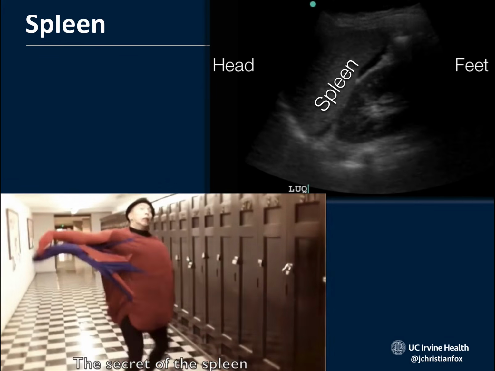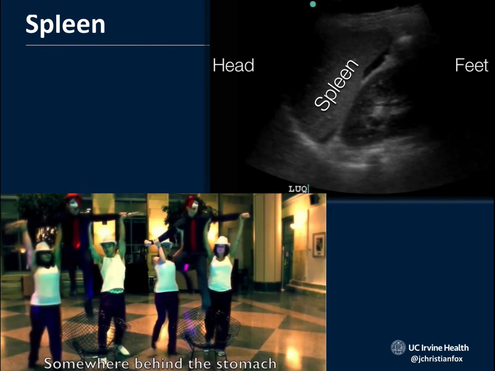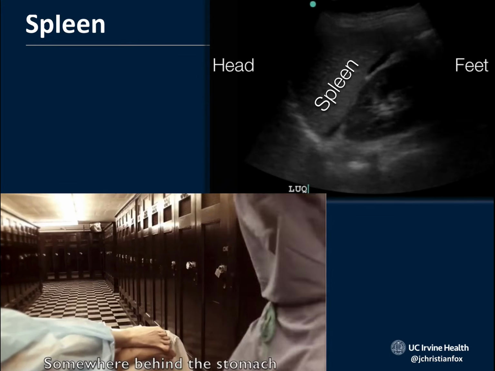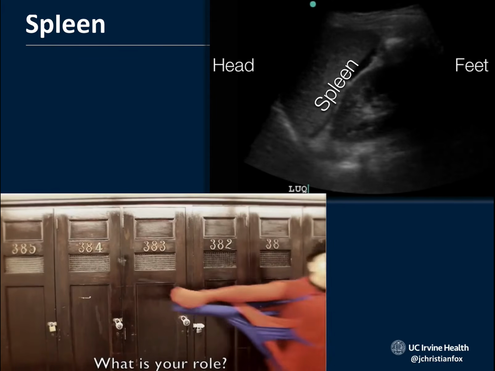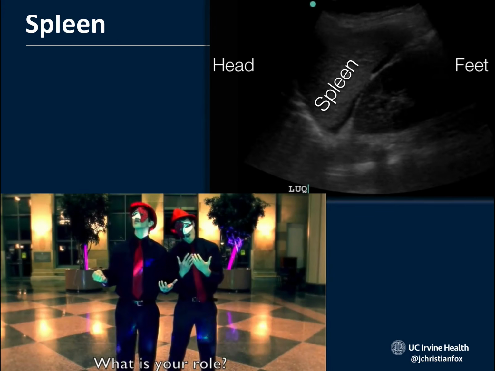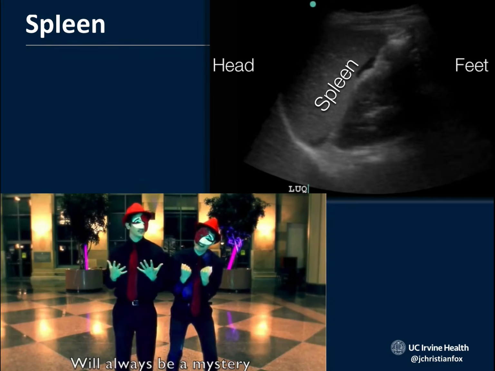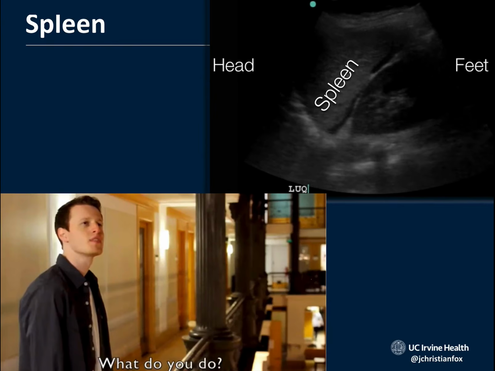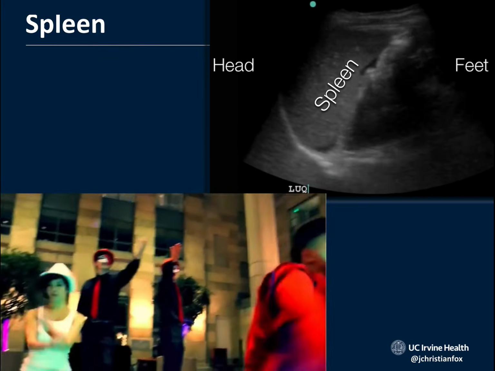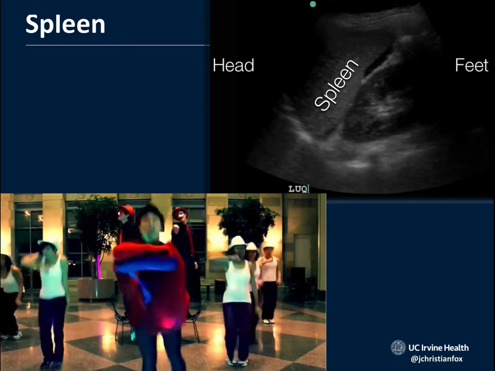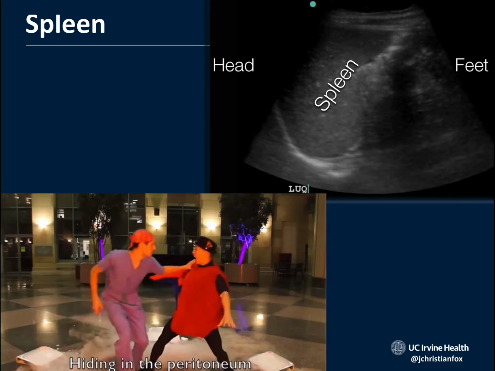Maybe the folks at Harvard Medical School can help us. Ancient mystery, somewhere behind the stomach. I know you're hiding. What is your role? Will we ever know? There'll always be a mystery. Hiding in the peritoneum.